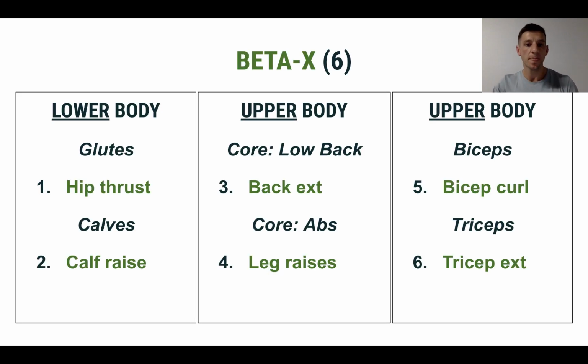Okay, so we've got, again, lower body, upper body, upper body. So for lower body, we are going to target the buttocks, the glutes, with a hip thrust, and then we're going to target the calves. And for upper body, really think of your core.